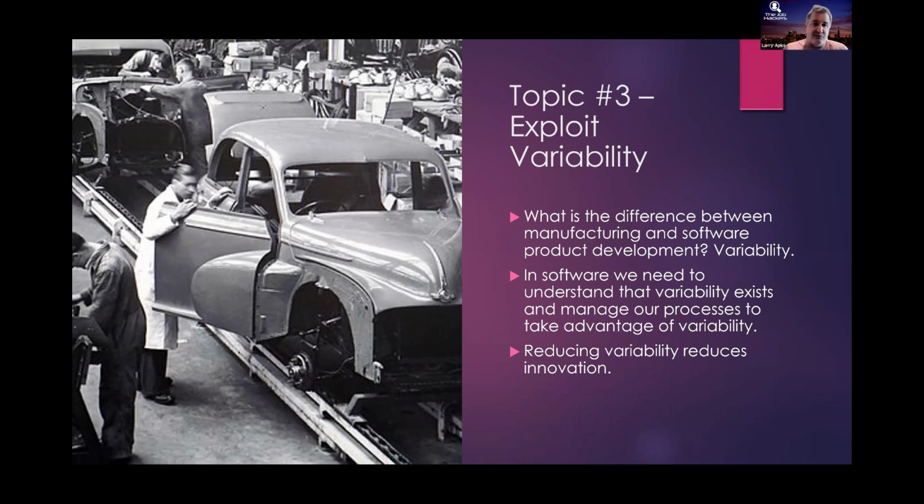But the problem is we're not doing manufacturing when we're creating products, and we're not doing manufacturing when we're doing knowledge work, and we're not usually doing manufacturing in the complex world. In the complex world, variability does exist. It is a given state. It is not something that you are going to necessarily change. What we need to figure out in the complex world is how do we exploit variability?